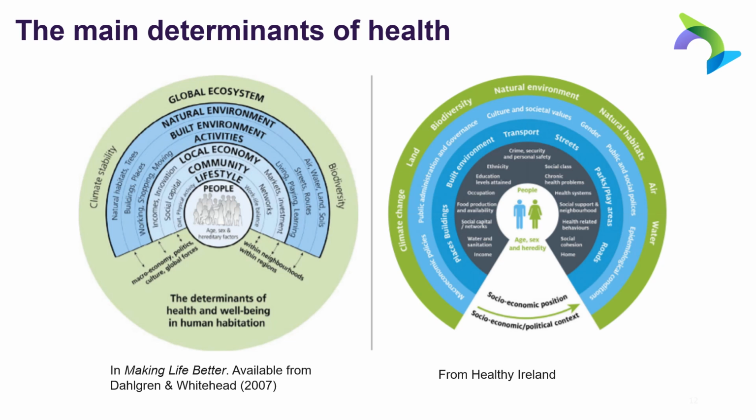Moving on then to talk a little bit more about the main determinants of health in a local context. These figures illustrate the main determinants of health as shown in Making Life Better and Healthy Ireland, the public health frameworks I alluded to just a moment ago. Both figures show how individual and community health is determined by behavioural choices, by social, environmental and economic conditions, and by access to high quality healthcare services.